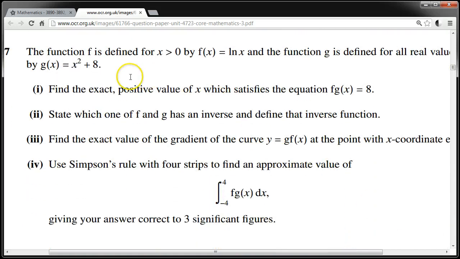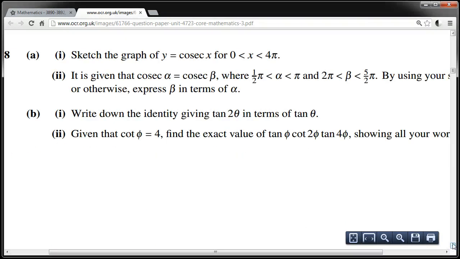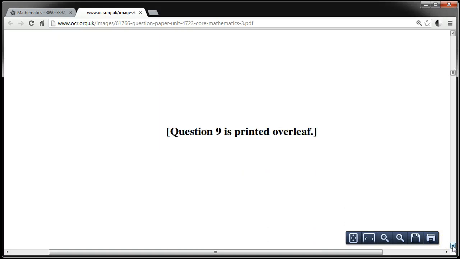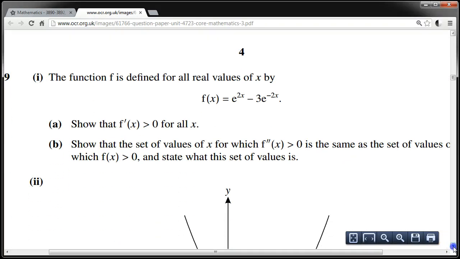7 is f and g, composite functions. So again, one would need to work through this, and Simpson's rule. So 7's a long question to do, isn't it? And it's going to be time consuming. 8, graph, sketch that graph. Given this, again, part B is separate, it's a double angle formula. So again, this paper doesn't look very user friendly here, and it looks fairly challenging.